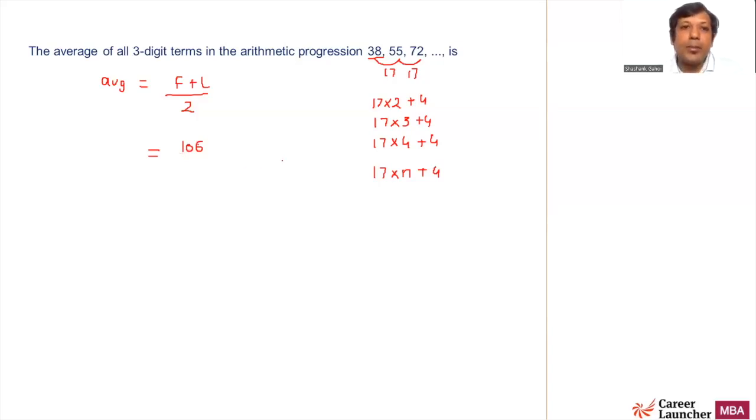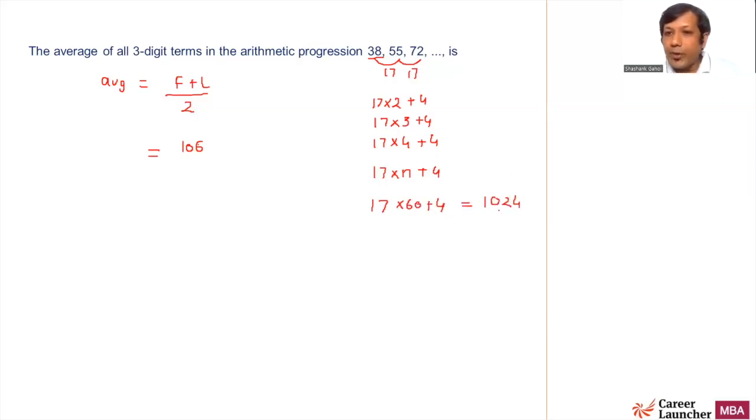Now, I want the largest 3-digit number of this series. So what I'm supposed to do is put a random number, let's say 60. So 17 into 60 plus 4. So this is going to be 1024. Now that is not a 3-digit number.